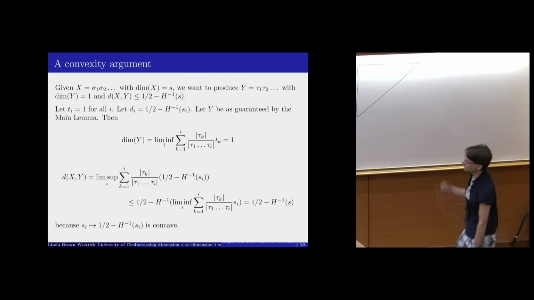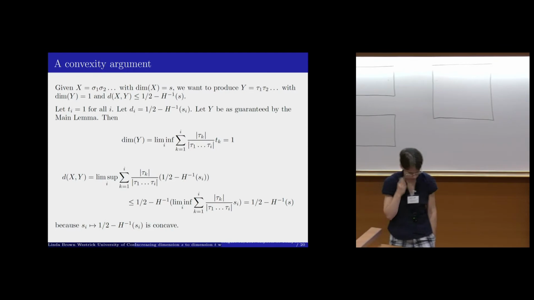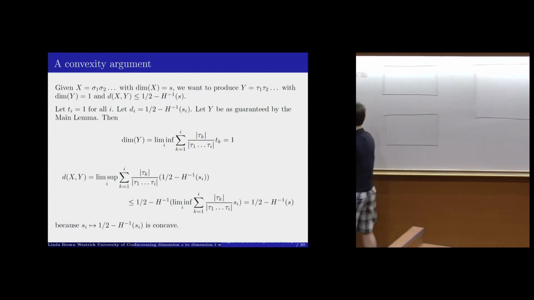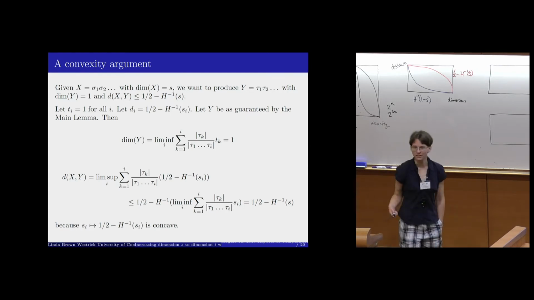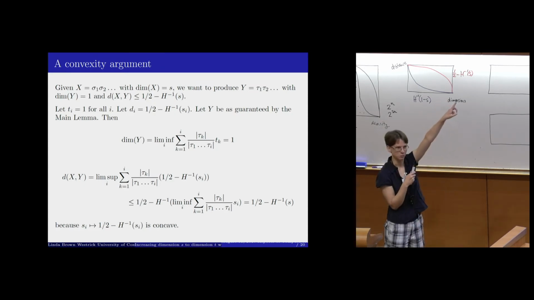All right, so now let's prove theorem 3 using that main lemma. So this proof is a convexity argument. And the important part of what's written there is to say we're going to set all of the t's equal to 1. So we're going to say we want to start out with something that has dimension s, this x that has dimension s. We want to raise it up to have dimension 1, and we're just going to do that by making every chunk of y have dimension 1. And we're just going to do that with whatever d the formula says will be enough.